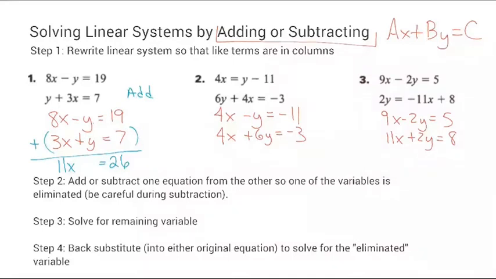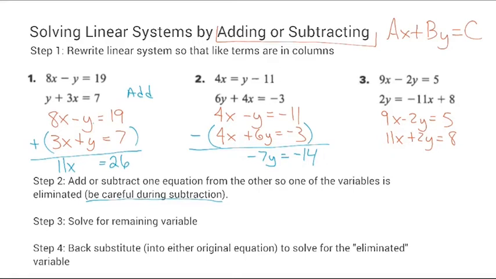Again, on the second one, if I add them, the variable's not going to disappear, but I can subtract one from the other and get things to disappear. So I put parentheses around to remind me to be careful during subtraction. 4x minus 4x is 0. Negative y minus 6y is negative 7y. Negative 11 minus 3 is negative 14.